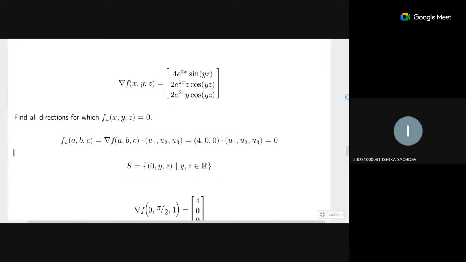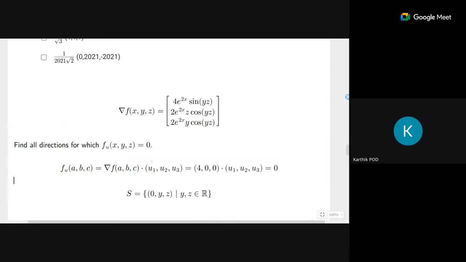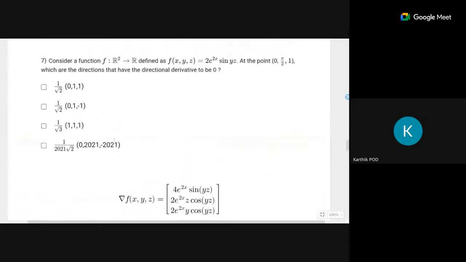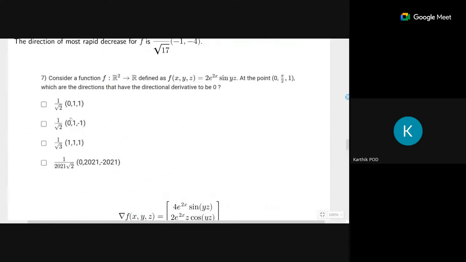Sir, anyway, if y z is 0, that means whatever number u2, u3 contains it is going to be 0, but u1 specifically has to be 0, that you were saying, right? Right. So if you look at the options, actually, we don't need to find all directions. In this case, we just need to look at the options. And if you look at the options, you can see that first, second, and fourth are the possible directions.